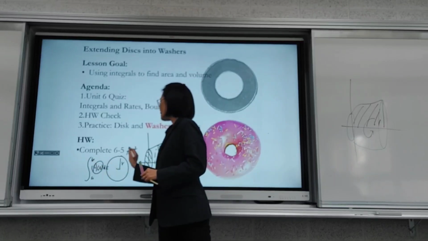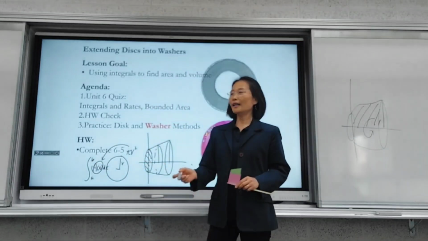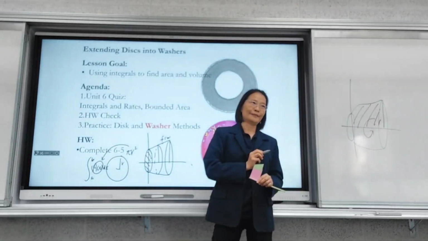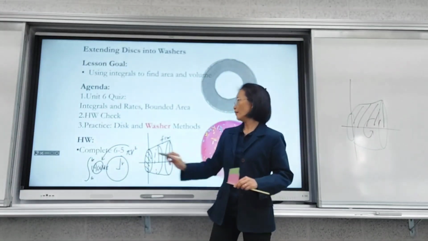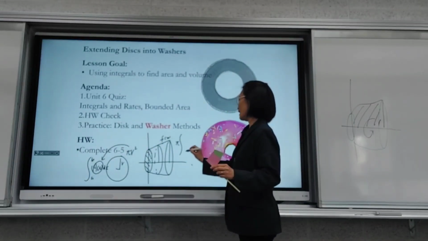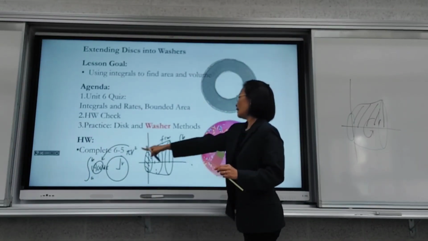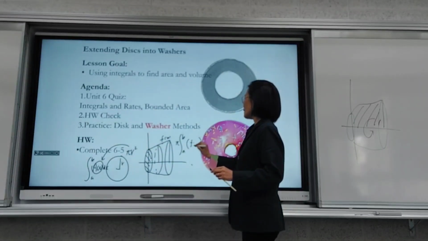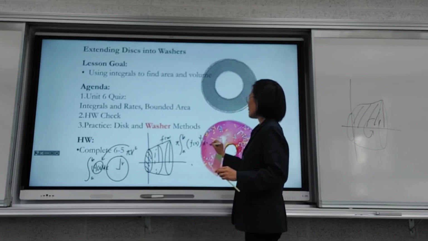And this area is pi r squared. And what is r? R is actually this height of f. Does it make sense? So that will become the integral of pi, put it outside, inside, doesn't matter, from A to B, r squared. R is your f of x squared dx.